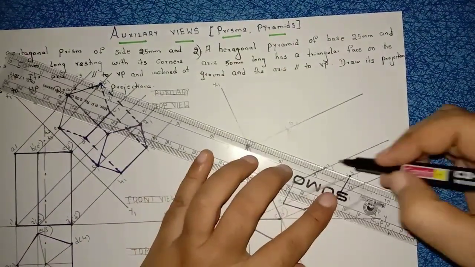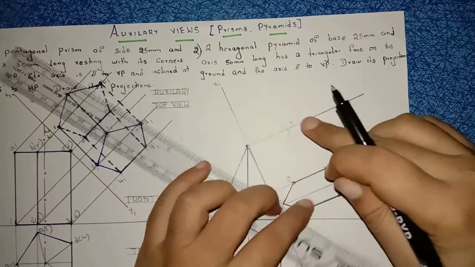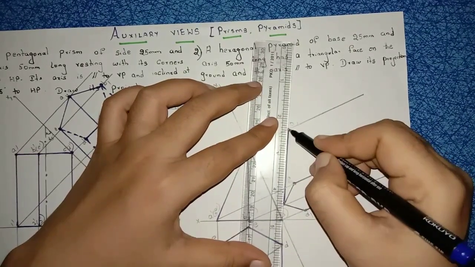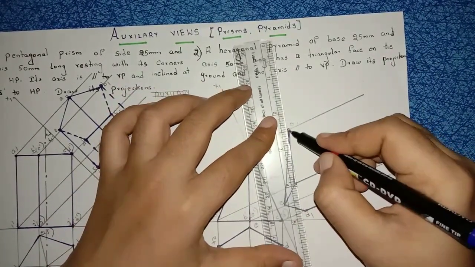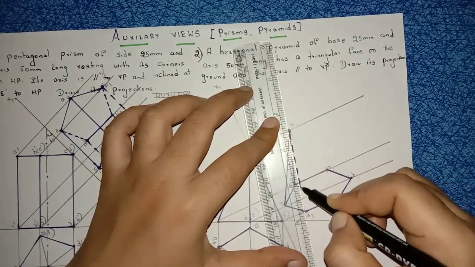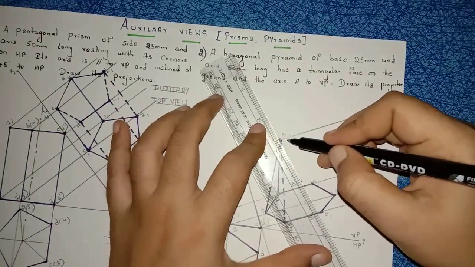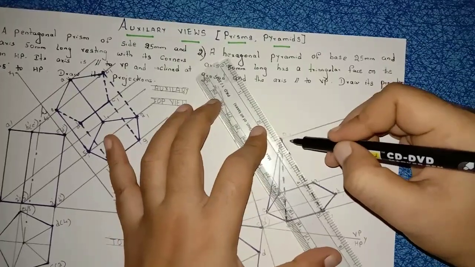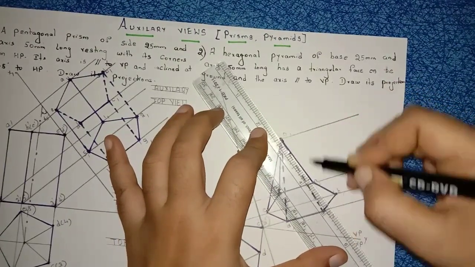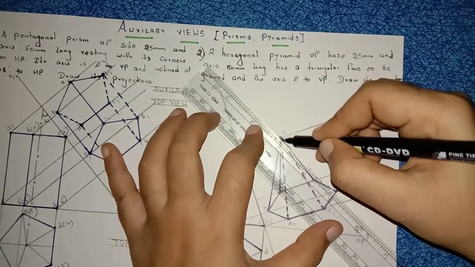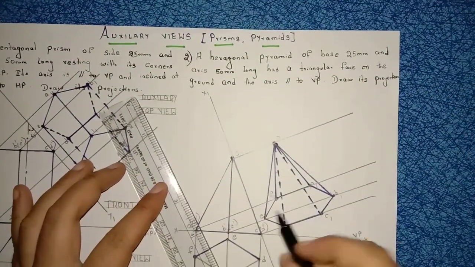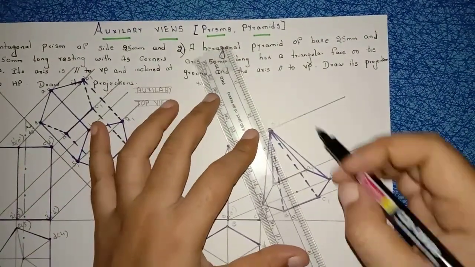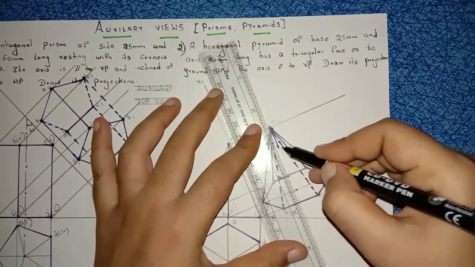Now after constructing this hexagon, join all these corners to point O. From O join OE, OF, OD, OC, OA, and here OB. Then mark the midpoint from E to B. Through this midpoint, draw the axis line also.